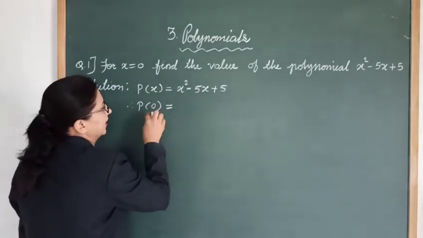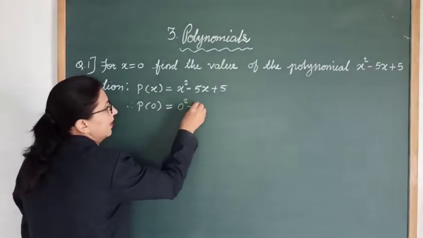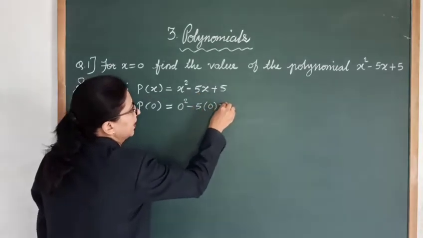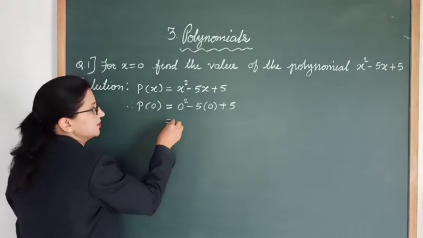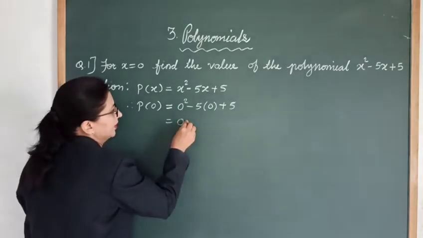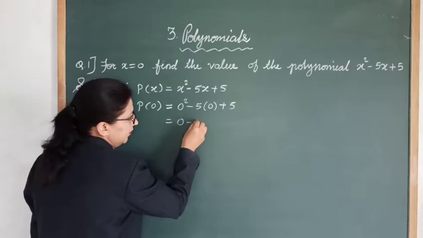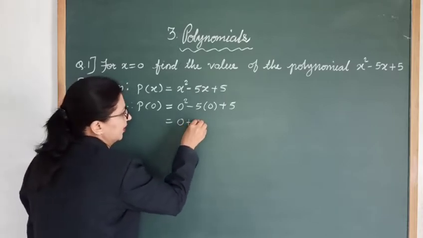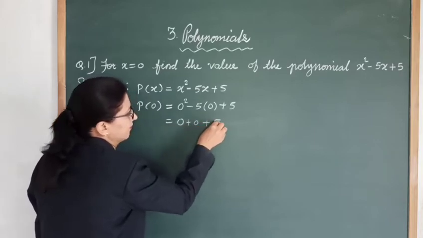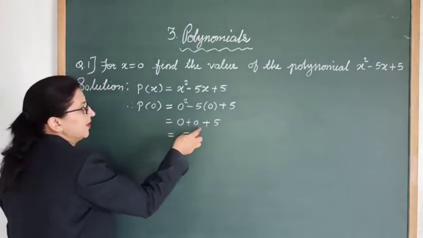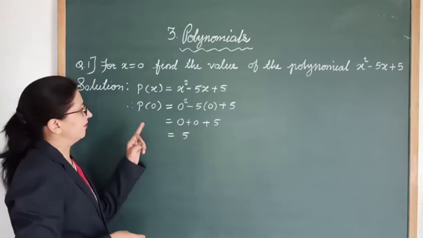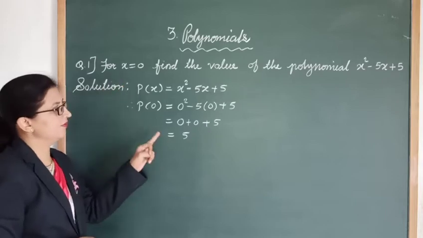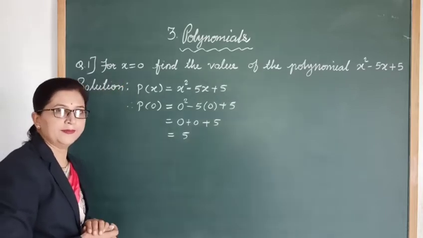Now x square is 0 square, minus 5 into x, that is 5 into 0, plus 5. So 0 square is 0, then 5 into 0 is 0, and then plus 5. So 0 plus 0 plus 5. In this way we got the value of this polynomial. For x equal to 0, we got its value as 5.